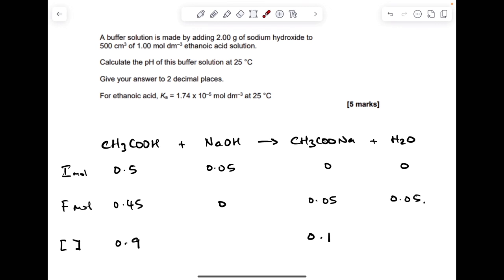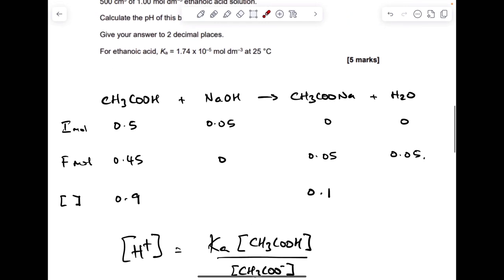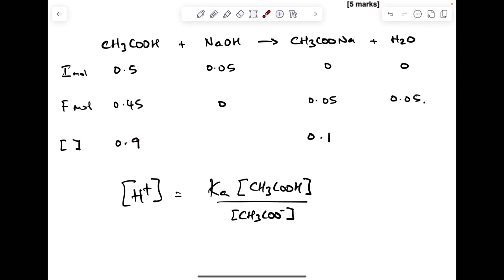So we've got our concentrations now. Then we bring in our H+ concentration of a buffer is equal to Ka times acid over salt. That's what I refer to it as, so we don't forget which way around the terms go in the equation. We've got our Ka value. It was 1.74 times 10 to the minus 5. It's listed up there in the question. We're going to put the acid concentration here, the salt concentration here. So that's coming out at an H+ concentration of 1.566 times 10 to the minus 4.